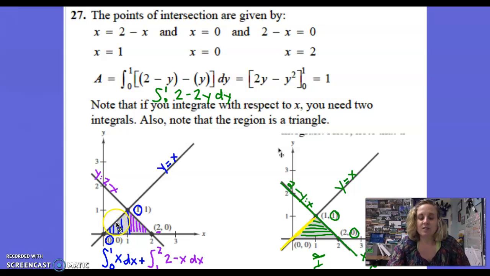We would need to do this blue integral first, which is a triangle, the integral of x from 0 to 1. We then would need to add to that this very separate area, which is the integral from 1 to 2 of the purple graph, 2 minus x. We would add those two areas together to get that whole triangle. Opposing that, we can do this as a dy function, which is what the book suggests.